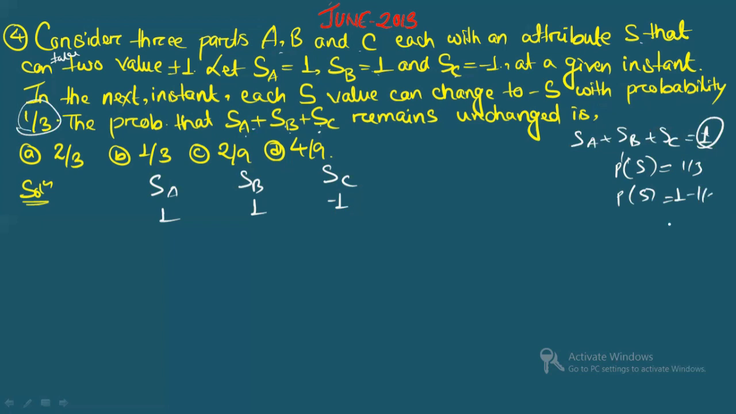It will be 1 minus 1/3. That is 2/3. All right. Now you see in the first instance, all 3 are unchanged. Okay, all of these are unchanged. So this is the first one.